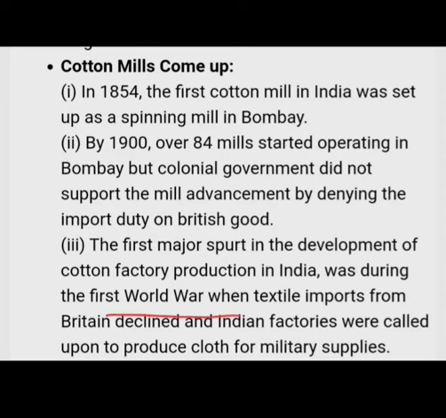First World War, when textile import from Britain declined and Indian factories were called upon to produce clothes for military supply also. You can see that at that time, though, it was very difficult to compete with the cheap textiles imported from Britain. In most countries, governments supported industrialization by imposing heavy duties on imports. This eliminated competition and protected industries.